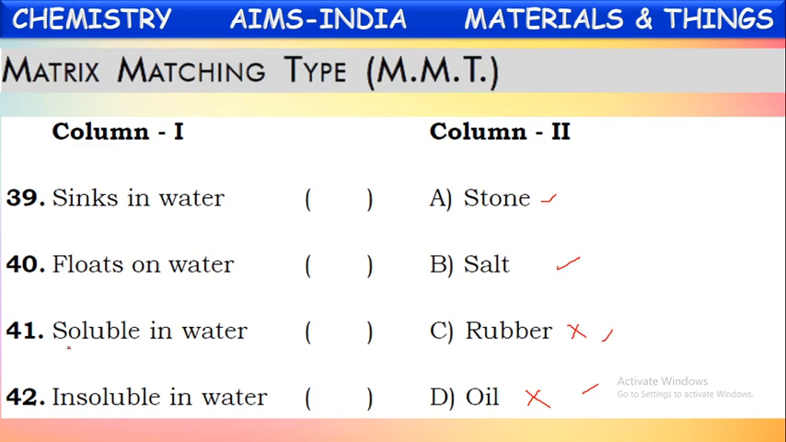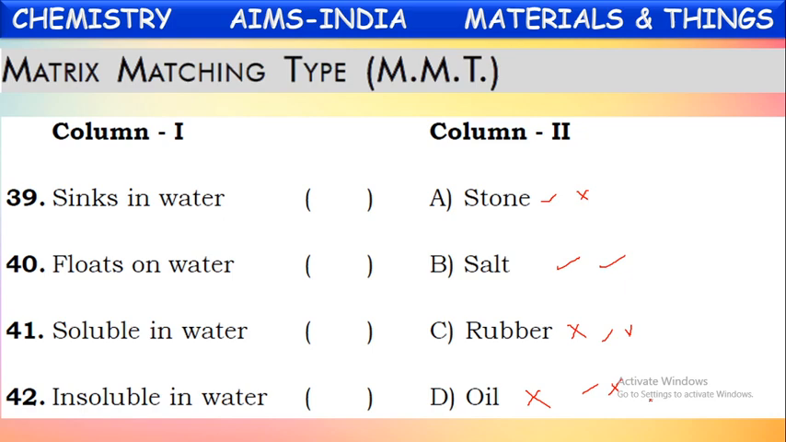Third one, soluble in water. See, which materials among these are soluble in water? Will stone be soluble in water? No. Will salt? Yes, salt is soluble in water. Will rubber? No. Will oil be soluble in water? No. Oil is insoluble in water. Only salt is soluble here. Next, insoluble in water. So the remaining three except salt are insoluble in water.